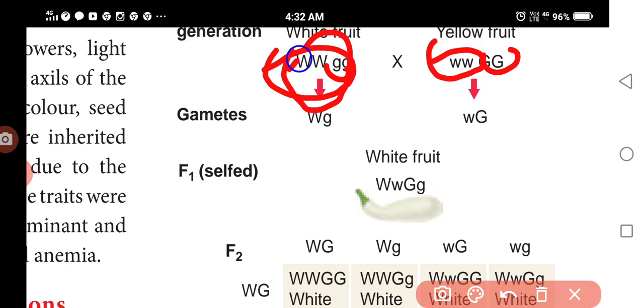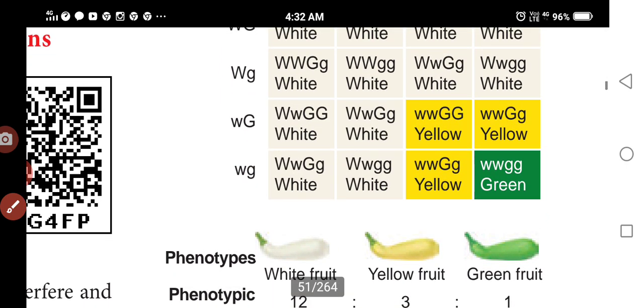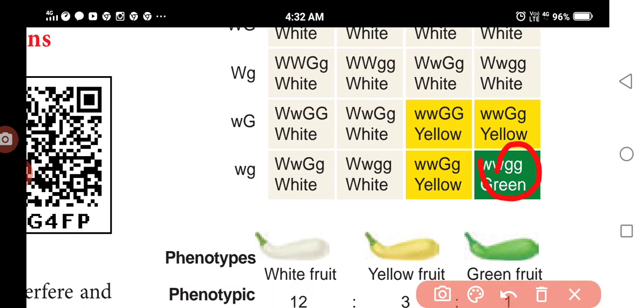And what's the effect of yellow and green? Only the homozygous recessive small w genotype can give the colored fruit. The double recessive, small w small g, will give the green fruit.